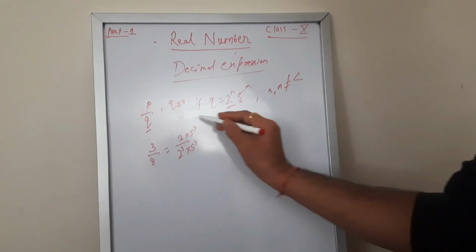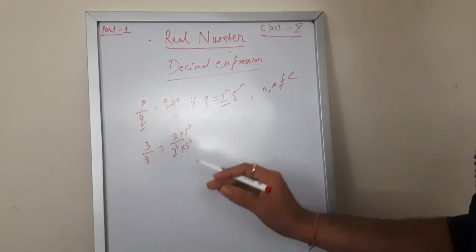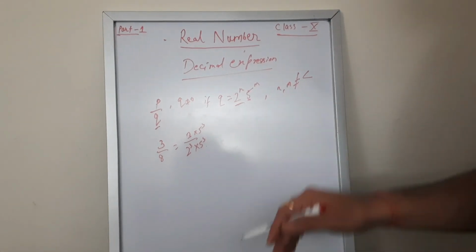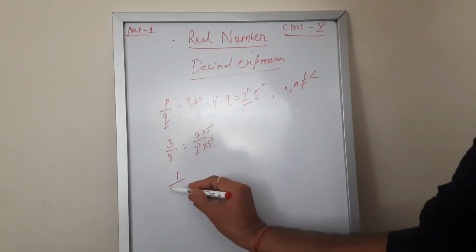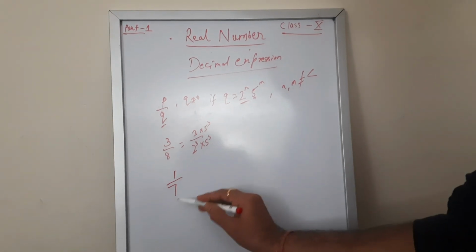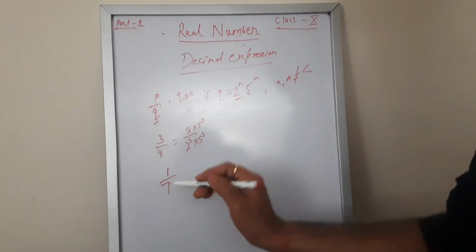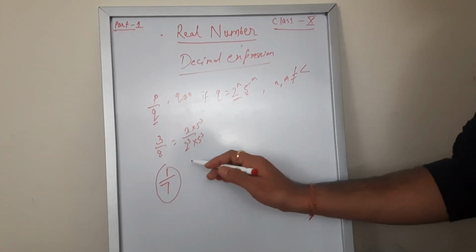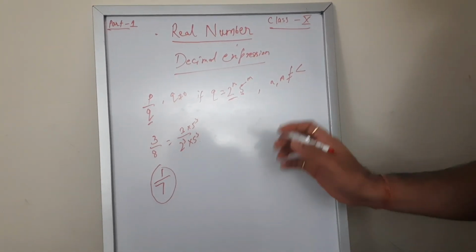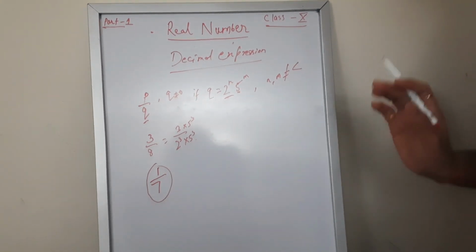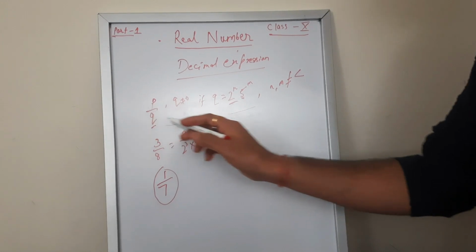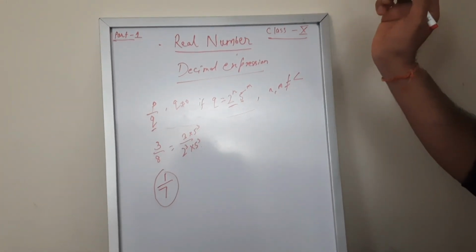So for this 3 by 8, we get a decimal value which will terminate. And if we take another example, 1 by 7, this is not in the form of 2 power n, 5 power m. So when we divide 1 by 7, we will get a recurring number in decimal. So this decimal value will never terminate. So this is the theorem which we will use for the decimal expression.